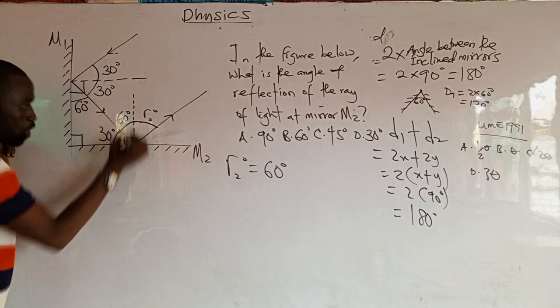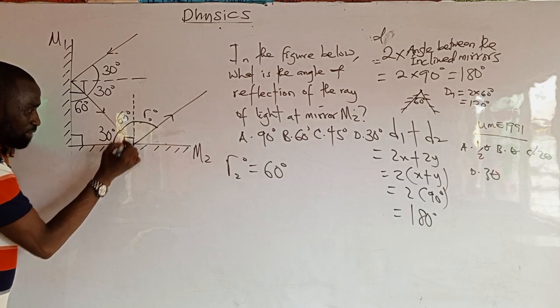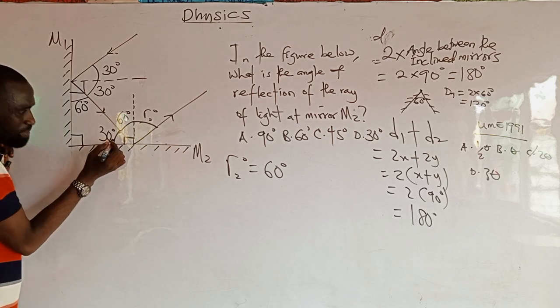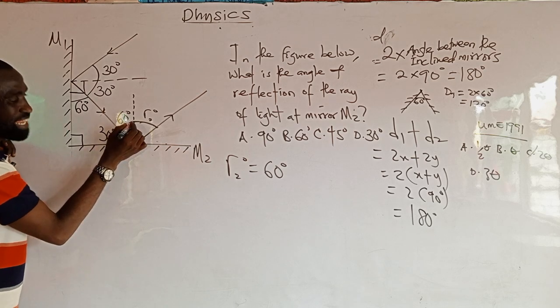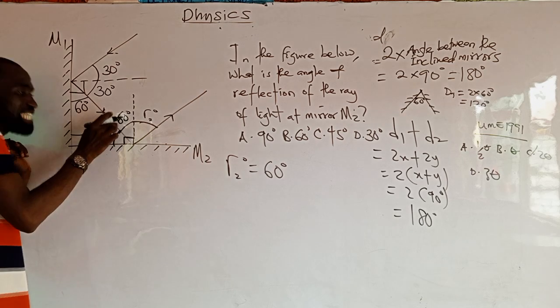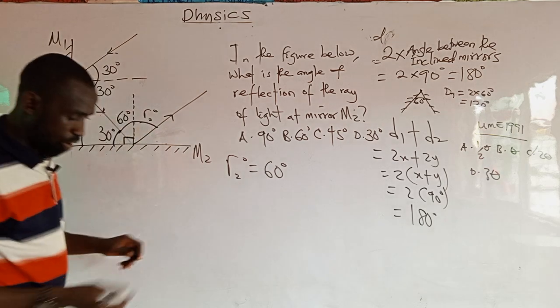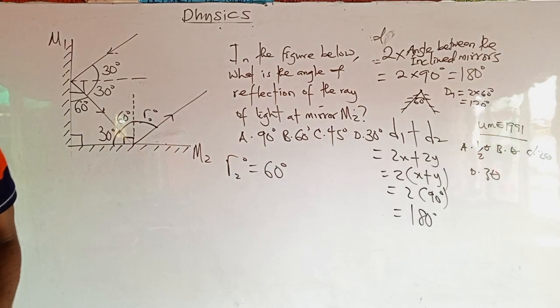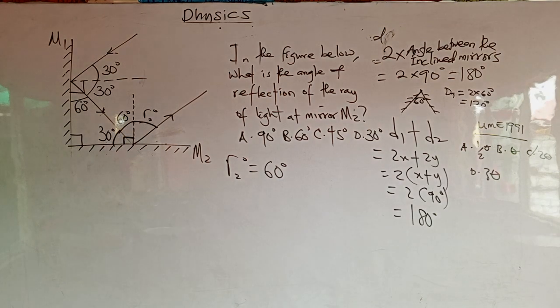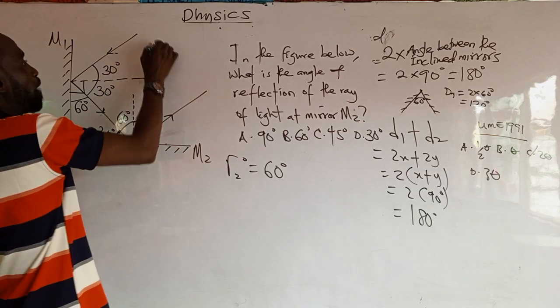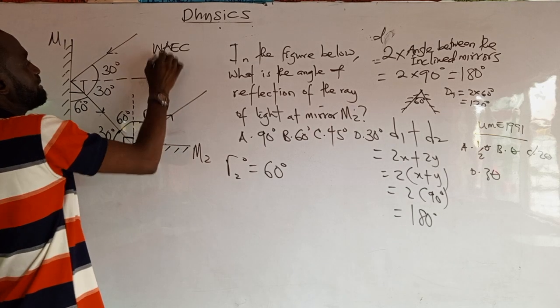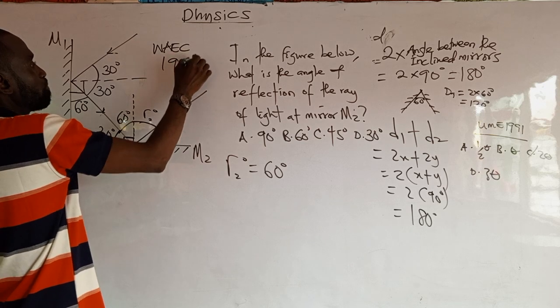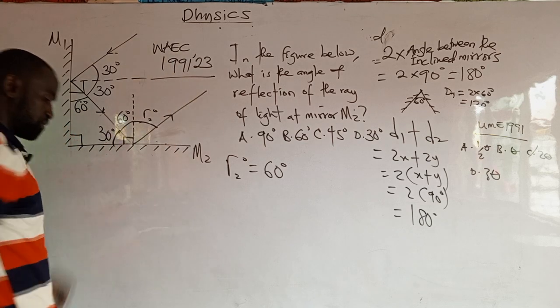If this is 30, this place is 90. No, this is the normal. Normal means an angle of 90 degrees to the mirror. This place is 30. What will be the minimum one to make 90? That will be 60. Now the angle of incidence here equals the angle of reflection. So you can see one question from WAEC, year 1991, question 21 and 23.